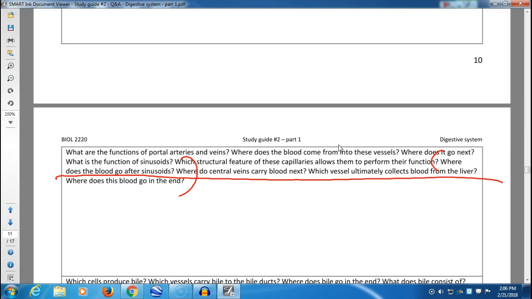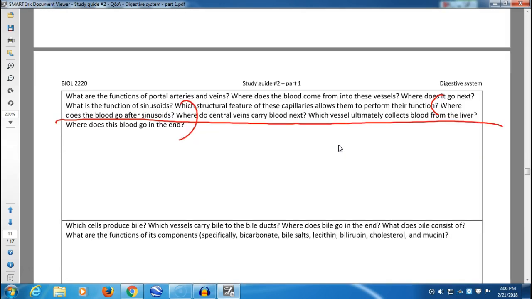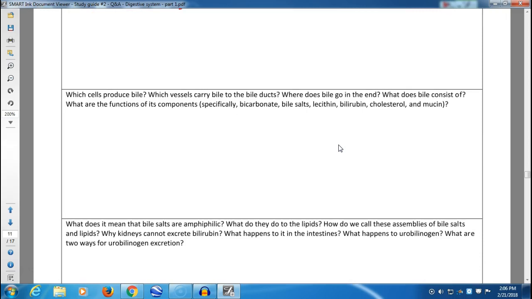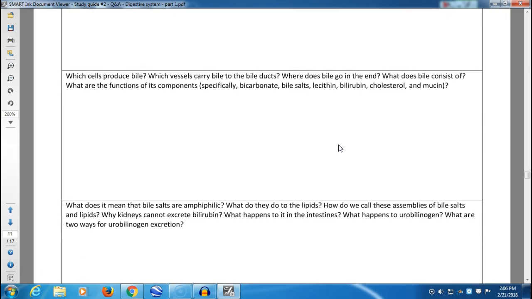Which cells produce bile? In the liver. Come on. Hepatocytes. You can speak up. I can barely hear you. Okay. Bile goes into the duodenum. Okay. So, components.